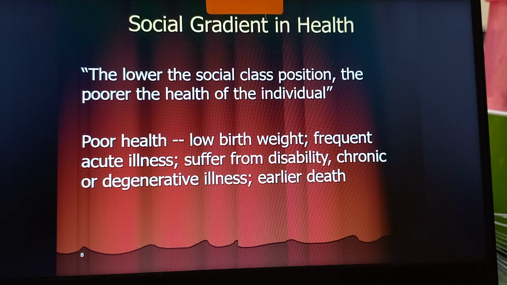people who suffer from disability, they have poor health, and people who suffer from chronic or degenerative illnesses such as diabetes, right, or various forms of arthritis, or Parkinson's disease or Alzheimer's disease. So these are also people who have poor health. And all this can result in earlier death.